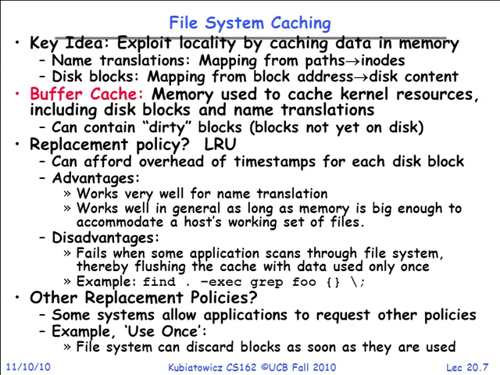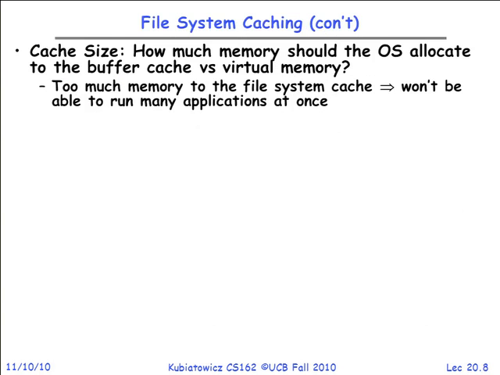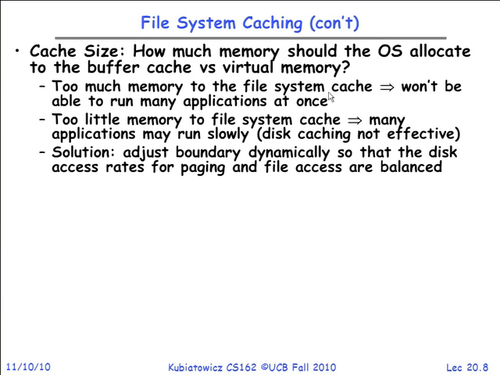How much should be allocated? Well, too much memory in the file system cache and you can't run applications at once. Too little memory in the file system cache, and everything goes to disk, and the cache is pointless. And so basically, modern systems do this dynamic adjustment, but obviously it's not perfect. I just gave you a command, namely that find command, which is likely to overfill the buffer cache and kick things out of virtual memory. Okay, so this is not a perfect system.